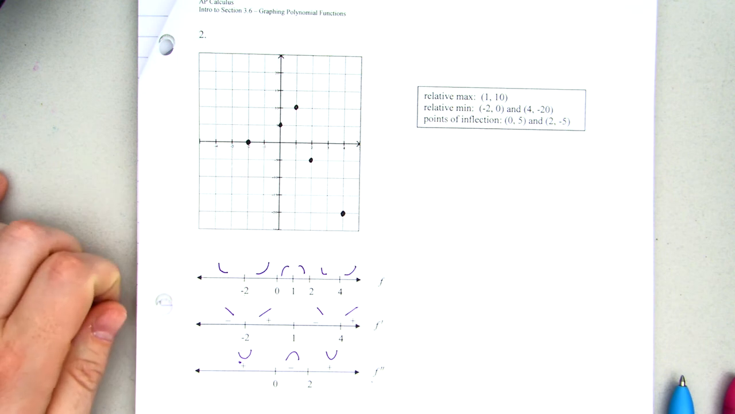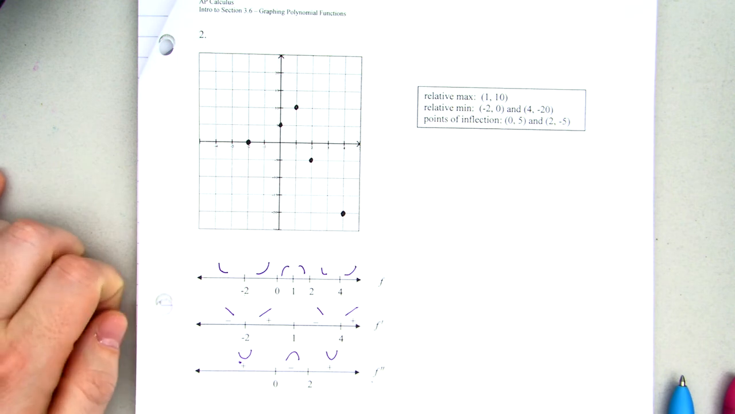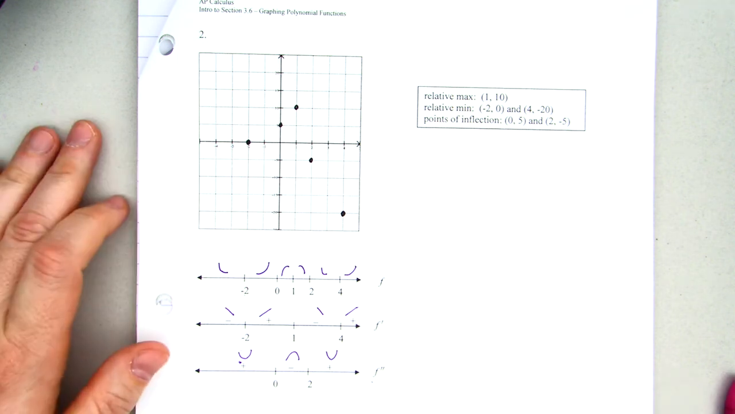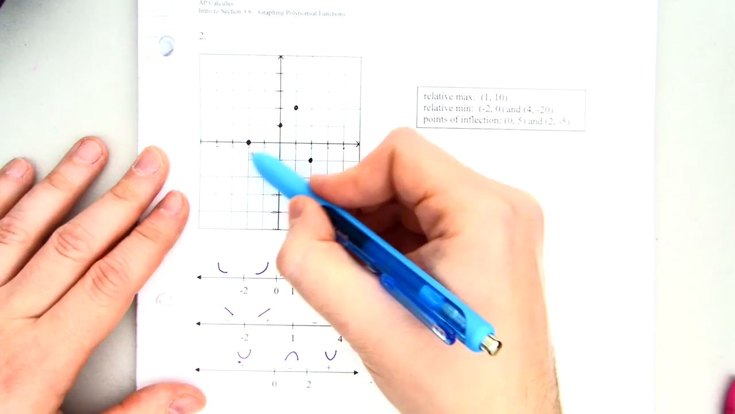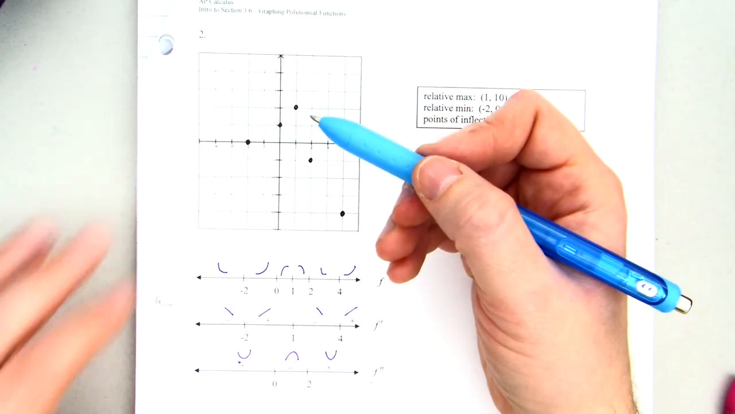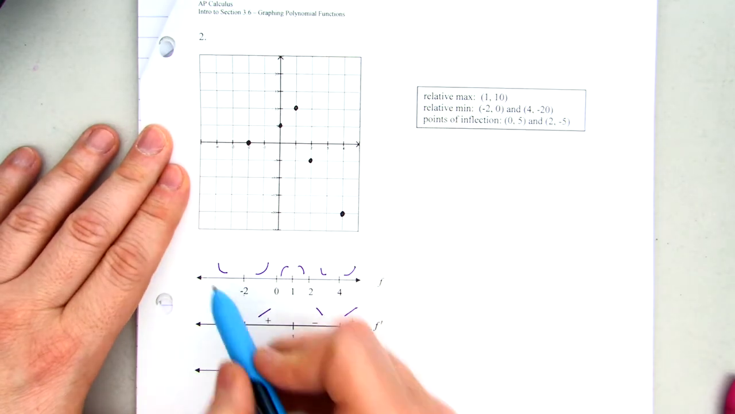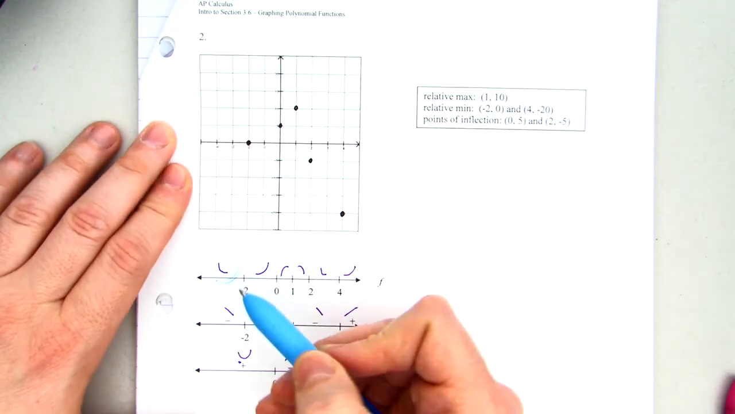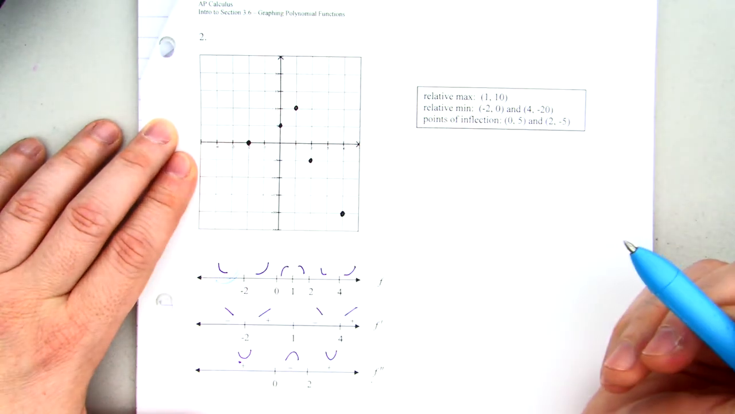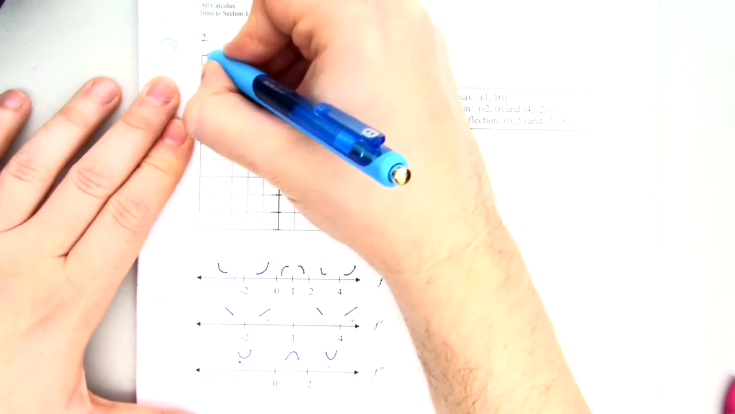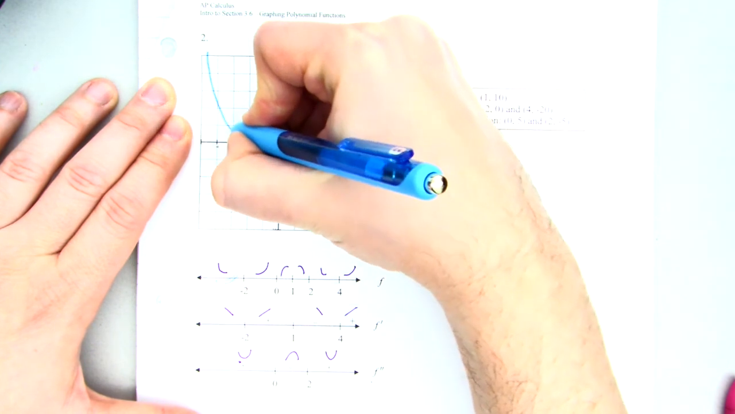We're now going to put this together on the graph. And I didn't give you x-intercepts in general and y-intercepts other than this one over here, so I'm just going to go through wherever seems appropriate. I need to start with being concave up decreasing until I get to my relative minimum at negative 2, 0. Well, that's going to look kind of like that.